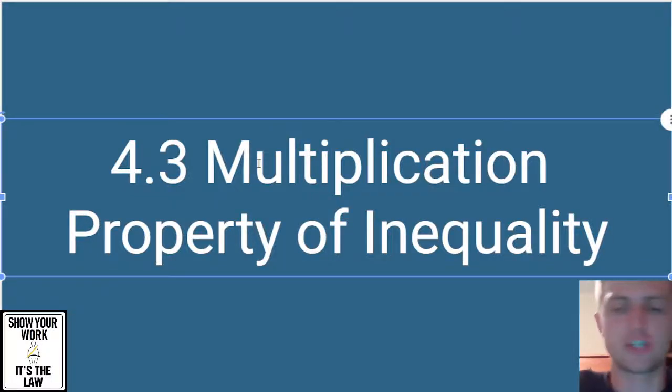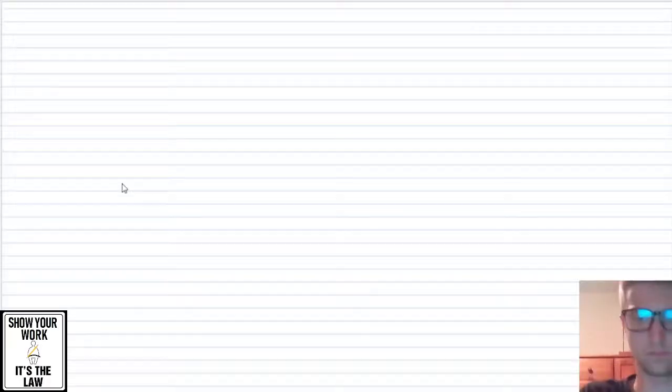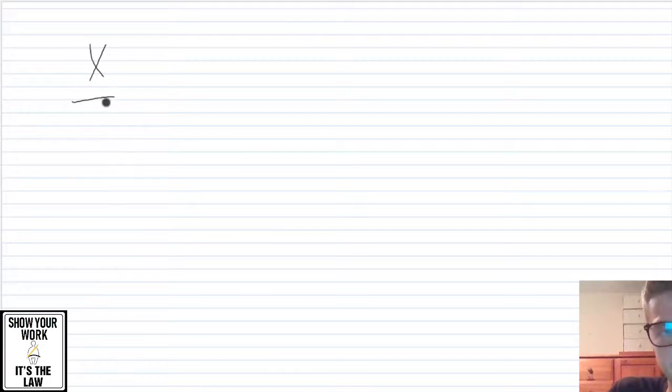4.3, multiplication property of inequality. Let's take a look at how this works. Alright, let's take a look. We want to solve the inequality x over 2, or x divided by 2, is greater than 6.